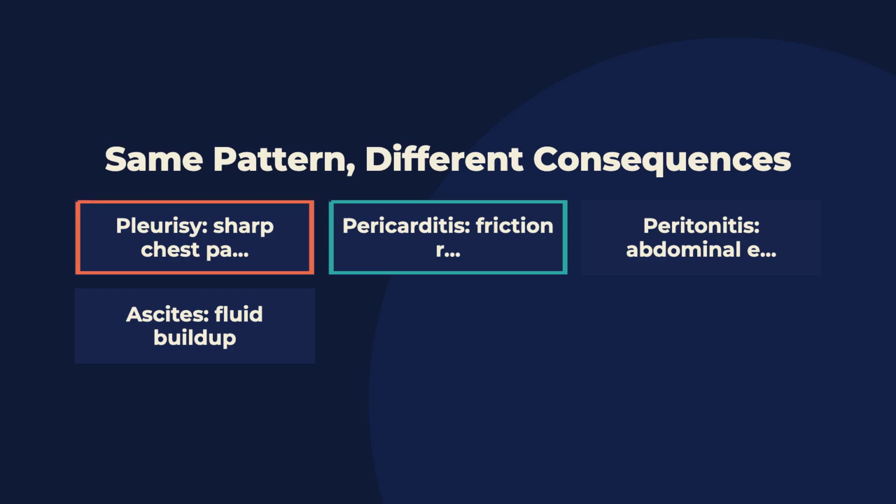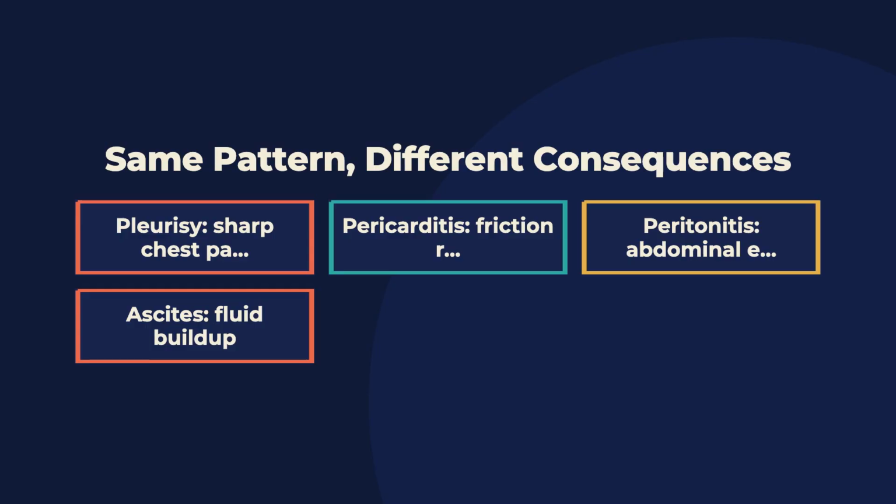Lose the lubrication though, and the consequences are severe. Pleurisy causes sharp breathing pain. Pericarditis produces a friction rub. Peritonitis is life-threatening, and fluid buildup in the abdomen is called ascites.